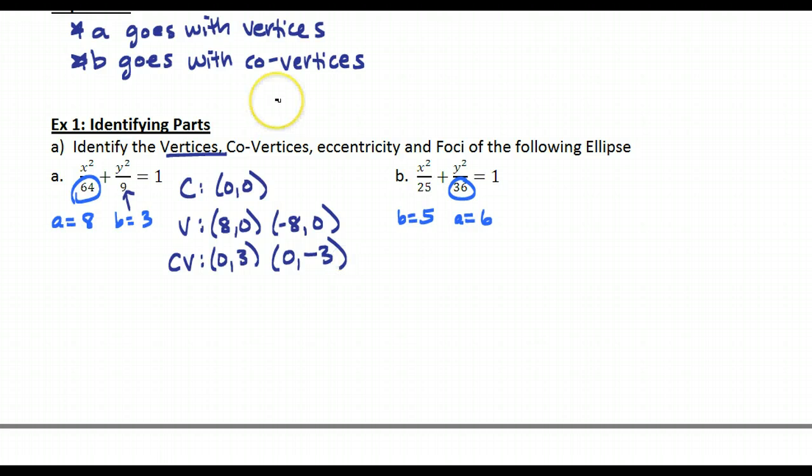And let's start a little sketch here so you can see what's happening. It didn't actually say to graph it, but I think it'll help you visualize what's going on. So my vertices are at (8, 0) and (negative 8, 0), and my co-vertices are at (0, 3) and (0, negative 3). You can also graph it to check your work.